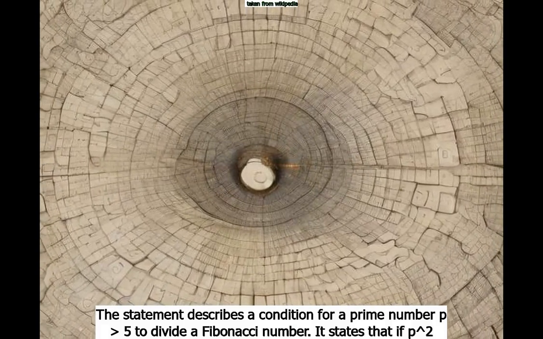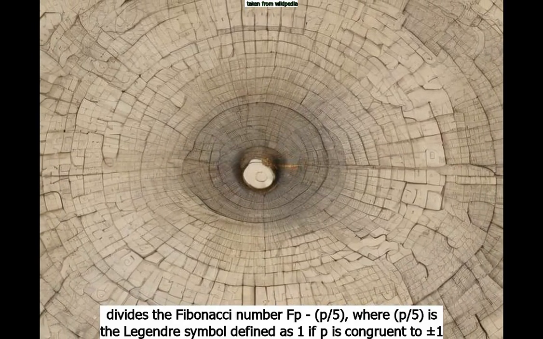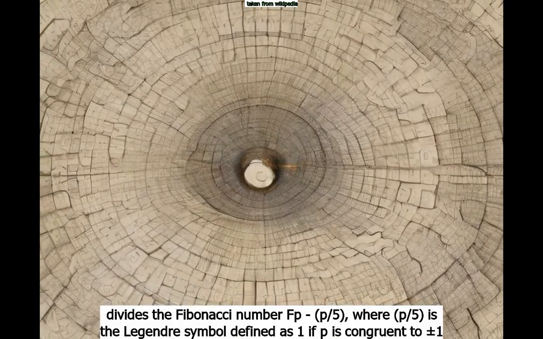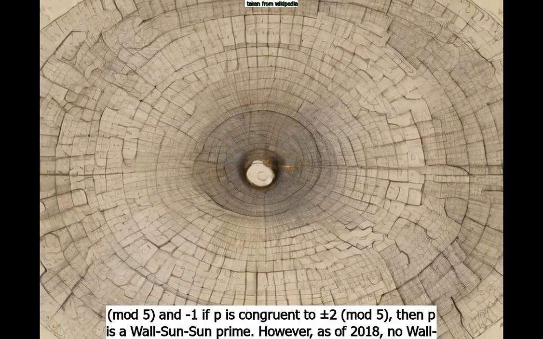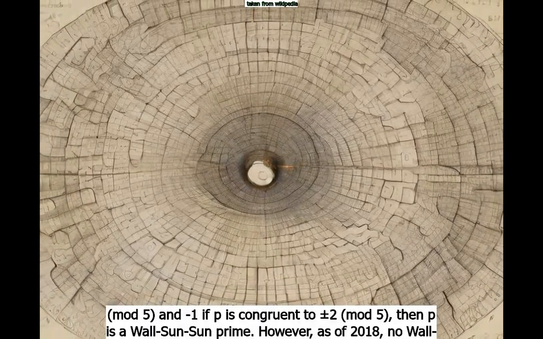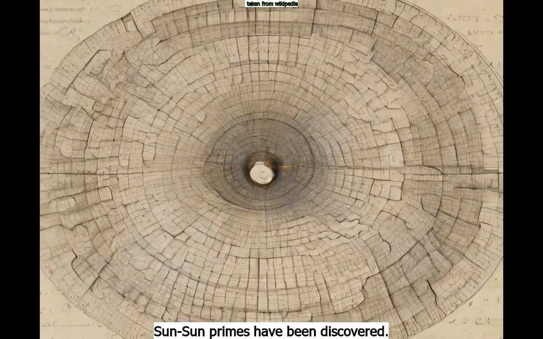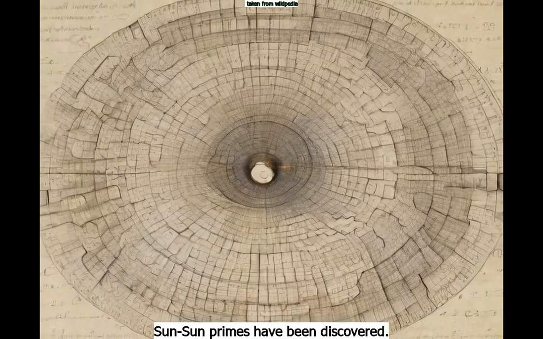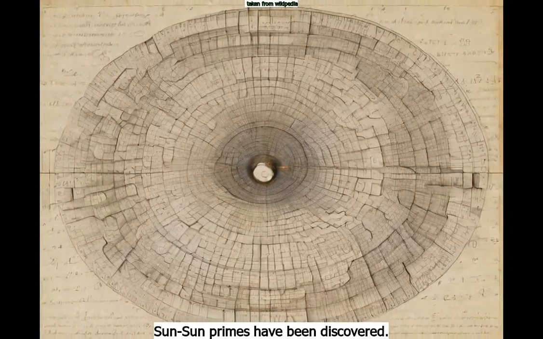The statement describes a condition for a prime number p greater than 5. It states that if p squared divides the Fibonacci number F of p minus (p over 5), where (p over 5) is the Legendre symbol defined as 1 if p is congruent to plus or minus 1 modulo 5 and minus 1 if p is congruent to plus or minus 2 modulo 5, then p is a Wall-Sun-Sun prime. However, as of 2018, no Wall-Sun-Sun primes have been discovered.